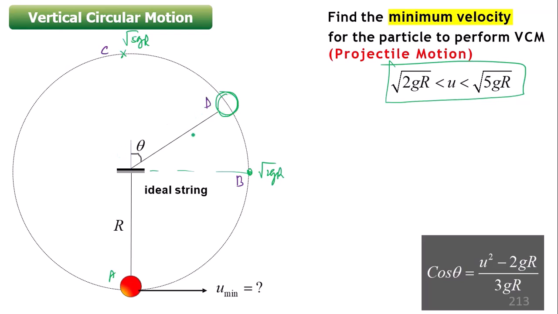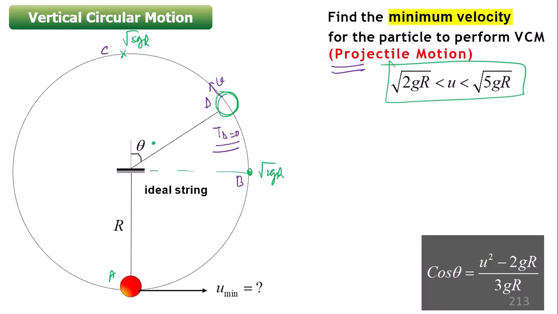Now what happens at point D? At point D, tension becomes 0. Tension equal to 0 means the string will now slack. So beyond that point, the particle will perform projectile motion. Why? Because at point D, tension becomes 0.